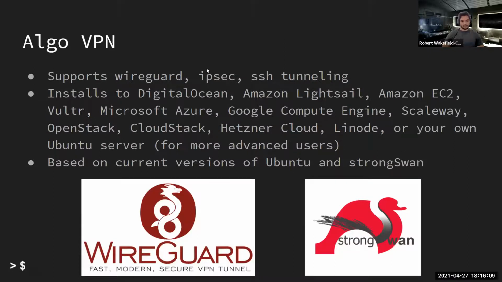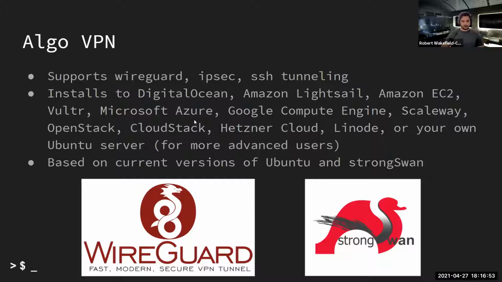Some of the protocols that Algo VPN supports are WireGuard, IPsec, and SSH tunneling. As I said before, WireGuard is the new and upcoming protocol. It was actually merged into the Linux kernel a few months ago. It's a pretty fast protocol, and it's looking to be the next generation protocol for VPN usage. IPsec is the old standard. Algo VPN uses something called StrongSwan to implement this, and there's also the regular SSH tunneling that you can enable as well.